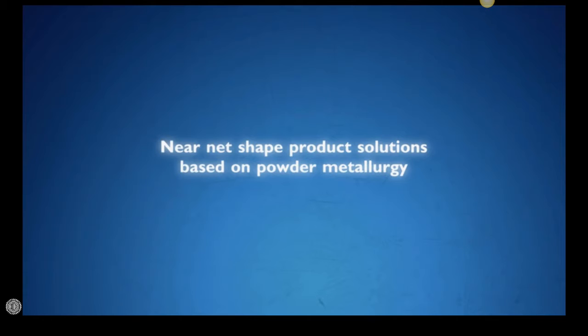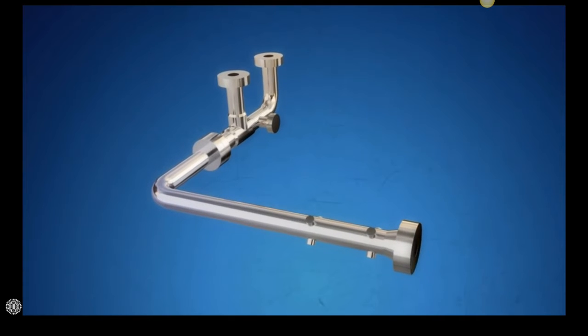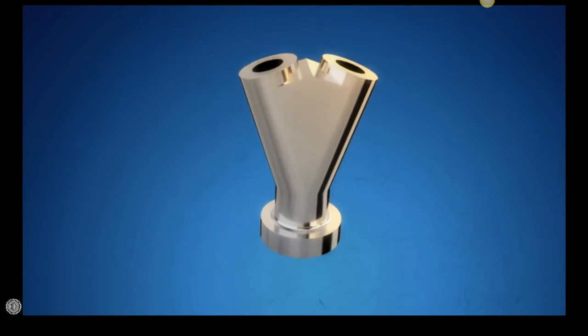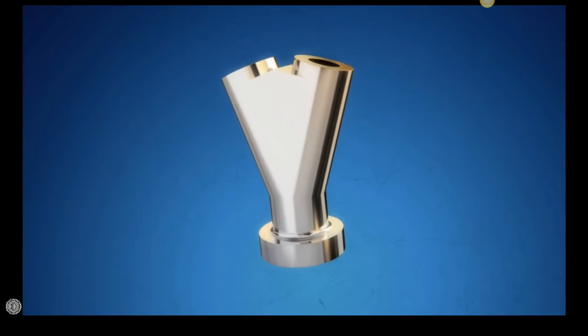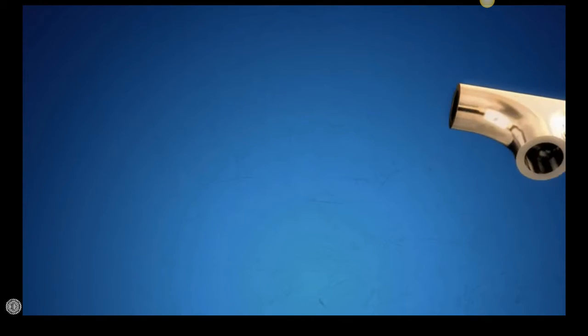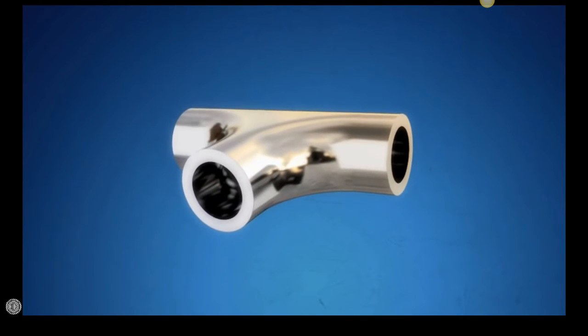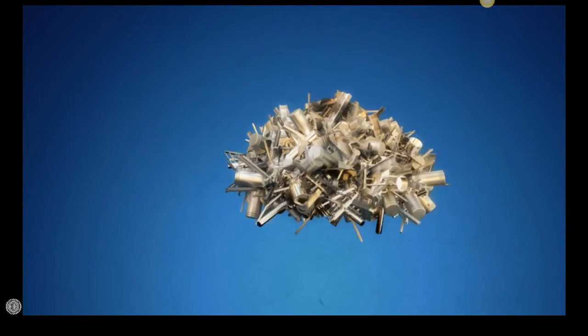Welcome to Sunbeak, a world-leading producer of near-net shape products produced by hot isostatic pressing, or HIP. HIP solutions offer many benefits compared to traditionally forged or cast products. Complex geometries, no pores or weaknesses, and short production times are just a few. HIP products for offshore operations, power generation, and other applications can be produced in a wide range of Sandvik grades.